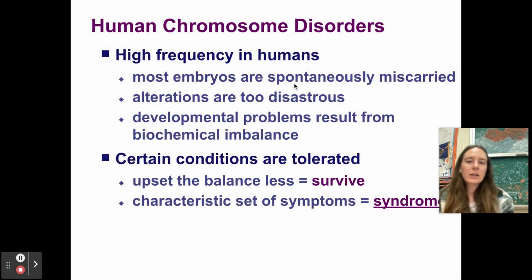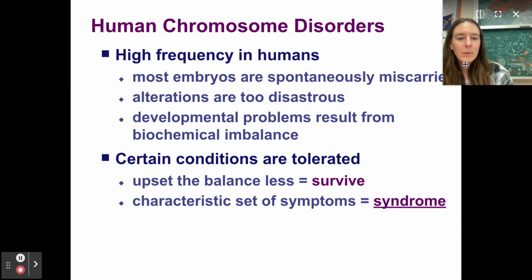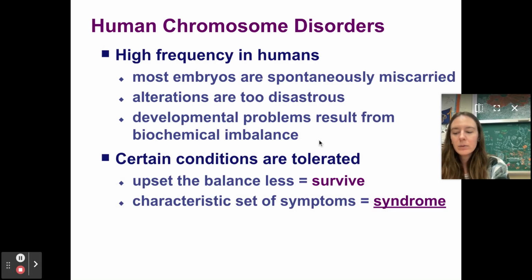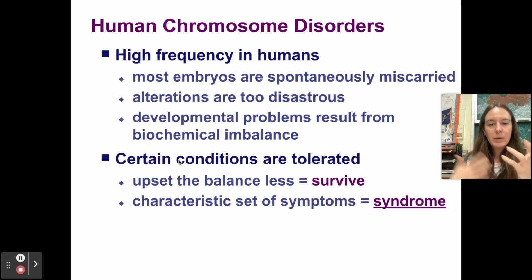So this happens a lot in humans when zygotes are being formed, but what happens is the embryo will usually be miscarried spontaneously. So the pregnancy won't be able to be completed because changes in the chromosomes are too disastrous. Because if you have too many chromosomes, you're making too much protein for those genes, and that will be a biochemical imbalance. So you're not going to be able to develop properly. Too few chromosomes means you're not going to be able to create the right proteins to develop properly.